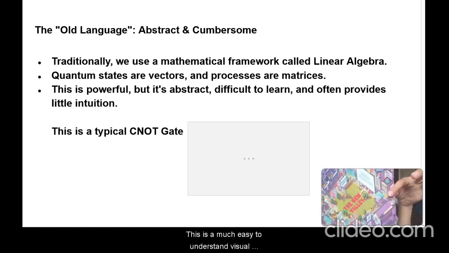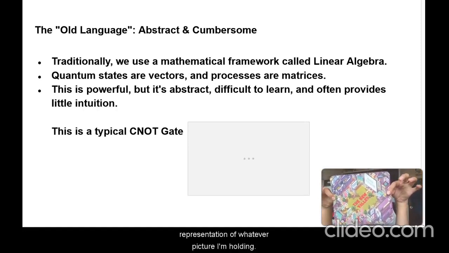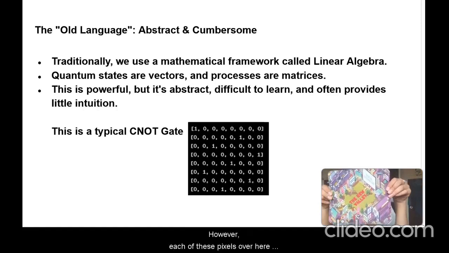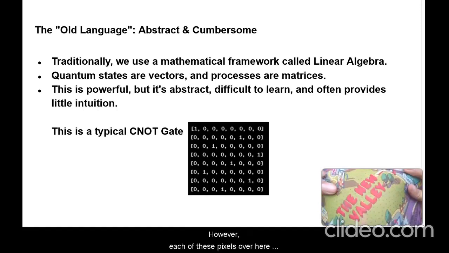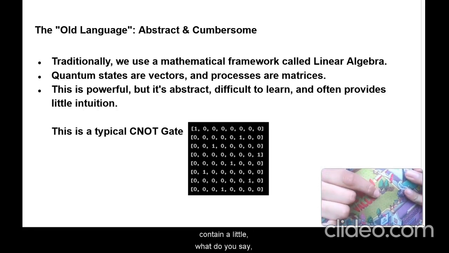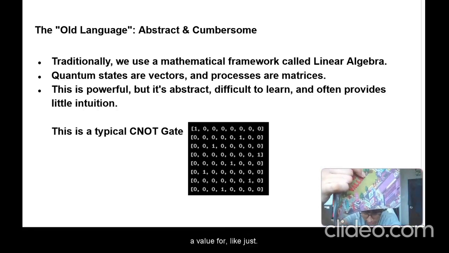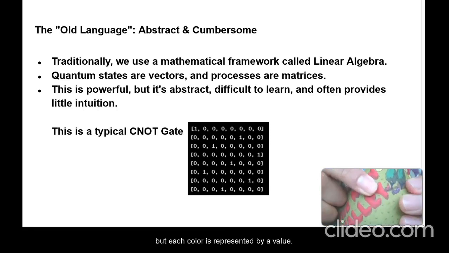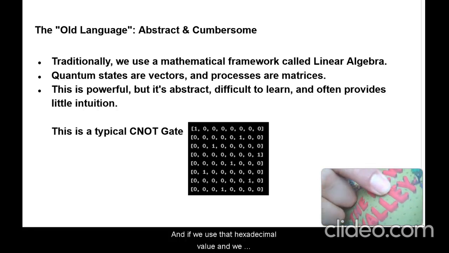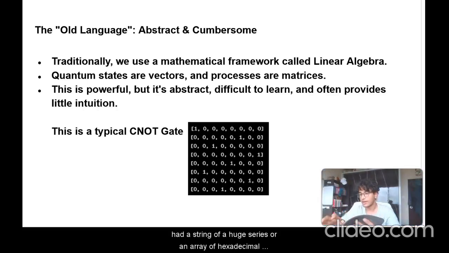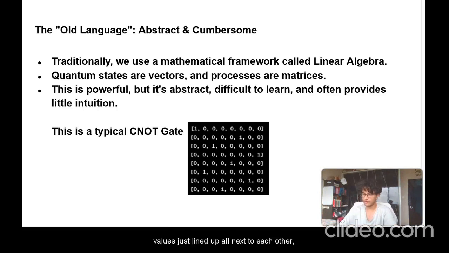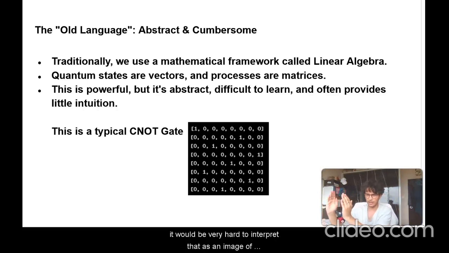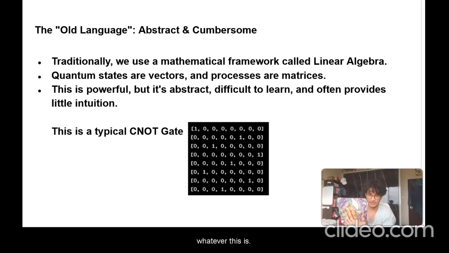So let's just look at this image over here. This is a much easier to understand visual representation of whatever picture I'm holding. However, each of these pixels contains a value, each color is represented by a value. If we used those hexadecimal values and had a huge array of hexadecimal values lined up next to each other, it would be very hard to interpret that as an image of whatever this is.